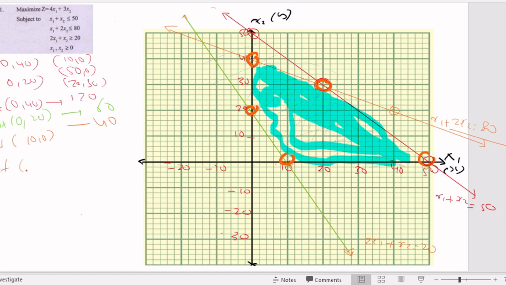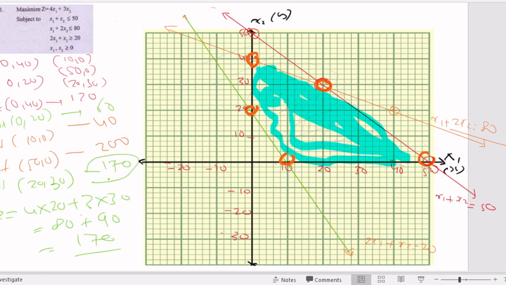Next one, the point 50 comma 0. At 50 comma 0, substitute 4 into x1 as 50 and x2 as 0, so 200. That is the maximum out of all of these so far, so it can be ignored. Now the last point, which is 20 comma 30. In this equation, substitute 4 into 20 and 3 into 30: 80 plus 90, 170. 170 is again not the least. Which one is least? At 10 comma 0 we have the least. So this is the minimum solution at 10 comma 0, and this is your answer.